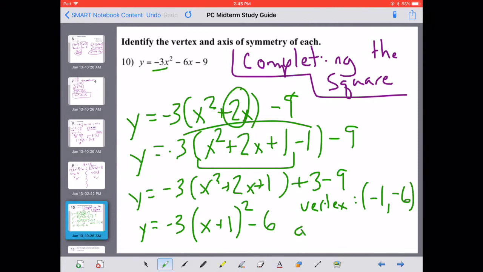Our axis of symmetry, which we can just shorthand as axis, is always going to be a vertical line, so x equals, and then we just steal the x value from the vertex. So for this question, our final answer is our vertex is equal to negative 1, negative 6, and our axis of symmetry is that vertical line, x equals negative 1.